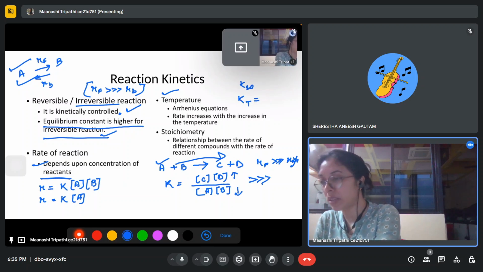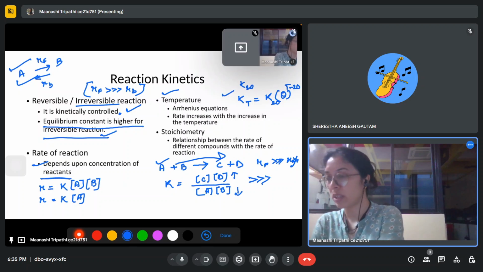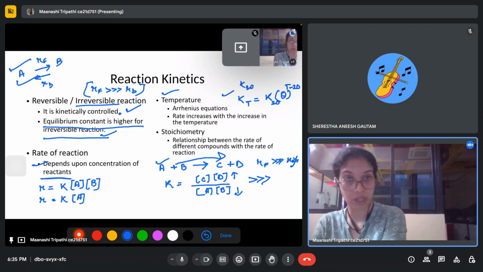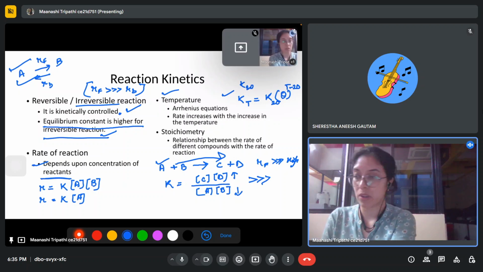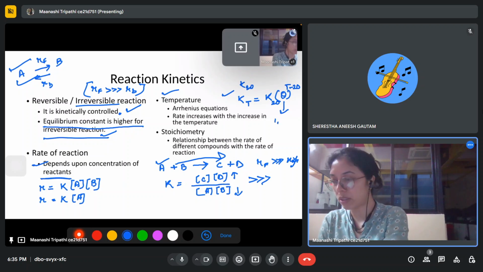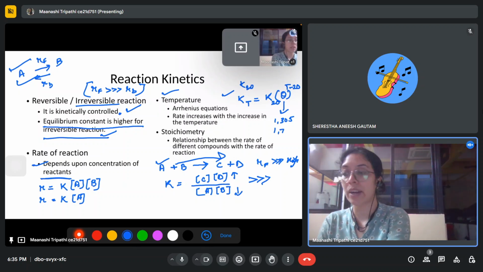K at a certain temperature T is equal to K at, let's say, 20 degrees Celsius, times theta, the Arrhenius constant, raised to the power T minus 20. Okay, this is one such equation. Instead of 20, you can use any other value for which K is given. Theta can vary, 1.305, 1.7, anything. It will be given. It depends upon the activation energy.